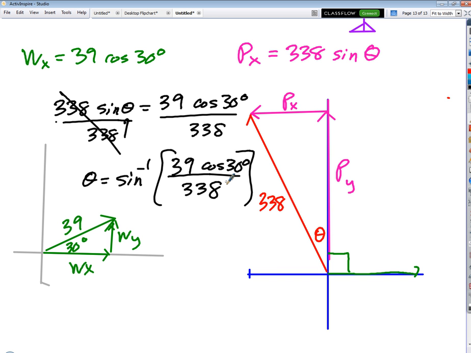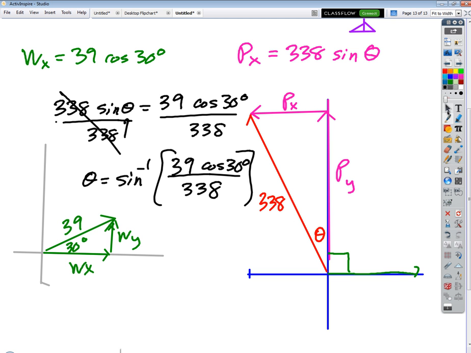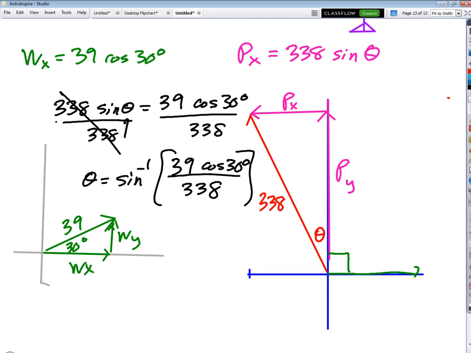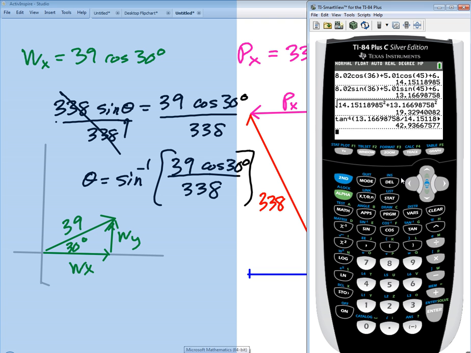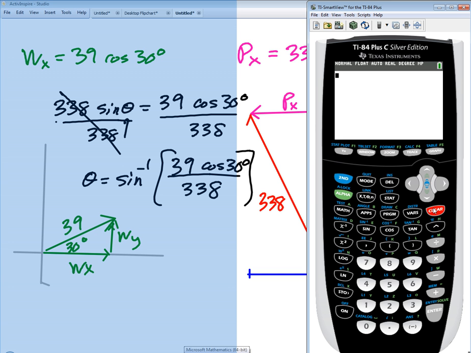They want two parts of it. They want to know where you steer. So let's put this in the calculator. That is the answer, in a sense, but we have to interpret it. Okay, so we get arc sine, and I always say arc sine and inverse sine mean the same thing, different words for the same thing. So arc sine or inverse sine of that ratio.